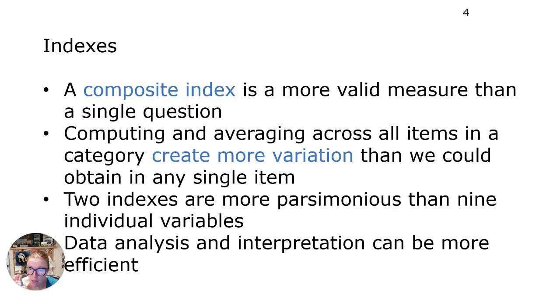So indexes. A composite index is a more valid measure than a single question. A lot of times we're measuring some variable with just one question. So for instance, a lot of research will measure fear of crime by asking the question, is there anywhere in your neighborhood where you're afraid to walk alone at night? That's just one measure. That's obviously not capturing everything that has to do with fear of crime. So an index, a composite of several measures, would be a much better way of measuring something more abstract, right? And it allows us to create more variation.